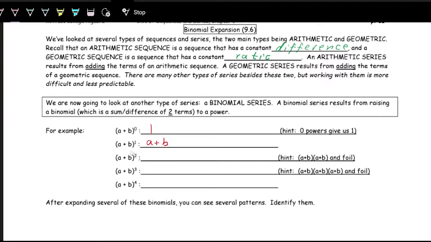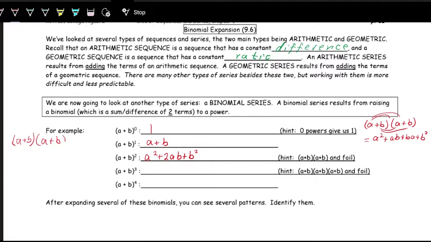If we do that, we get a squared plus 2ab plus b squared. Remember, we cannot apply the squared to both terms. This is just saying this is a + b times itself, a + b. People like to use the FOIL term, but really you're just distributing the a and then distributing the b. So you end up getting a squared plus ab plus ba plus b squared. And you combine the ab and the ba, it's the same thing. So it's 2ab.